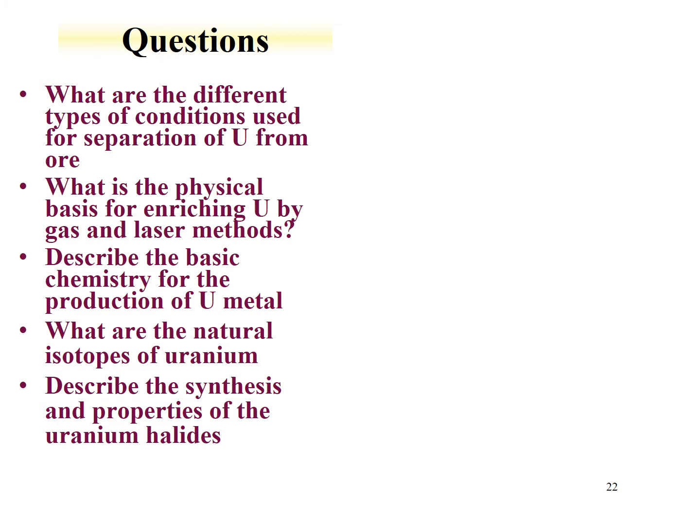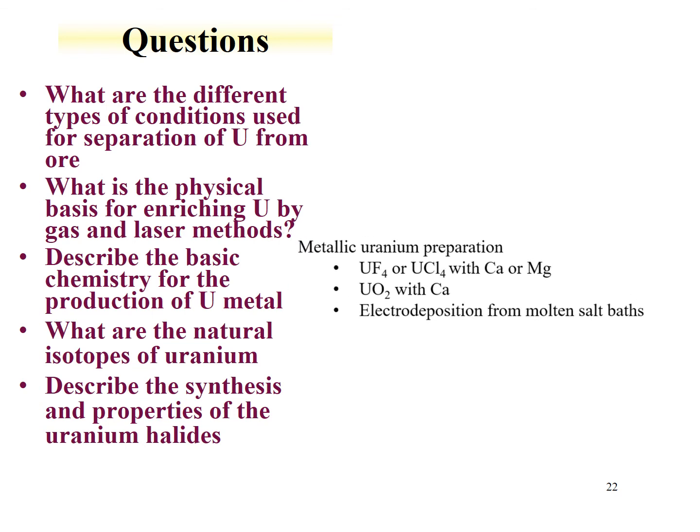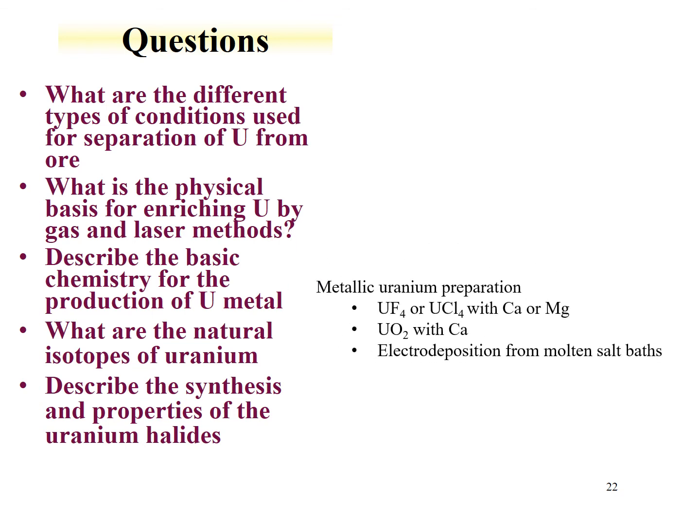What are some of the basic ways of producing uranium metal? Well, we want to be able to reduce a uranium cation to a metallic phase. So for instance, halides of uranium can react with calcium or the group 2 elements, where we form, for instance, the group 2 halide or fluoride along with uranium metal. The oxide can also react with calcium, forming calcium oxide and uranium metal, or electrodeposition from molten salt baths. Even ionic liquids can be used.